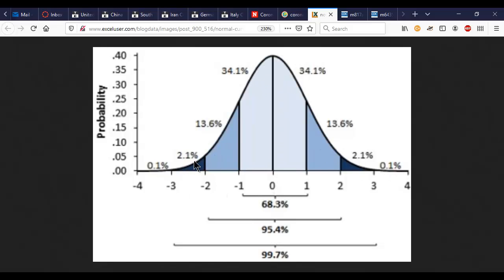And this is a normal curve, which has a bell shape, where about 68% of observations occur within one standard deviation from the mean. The mean and the median are both right here in the middle, and about 95% of observations occur within two standard deviations of the mean or the median. And you'll see this soon.